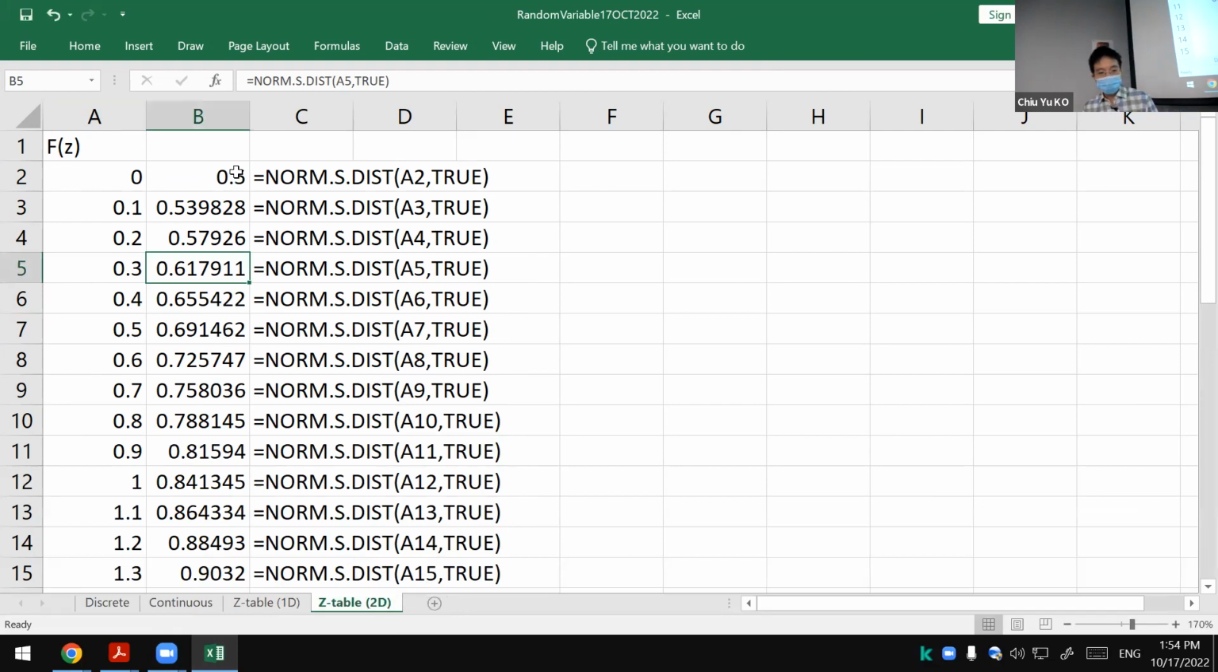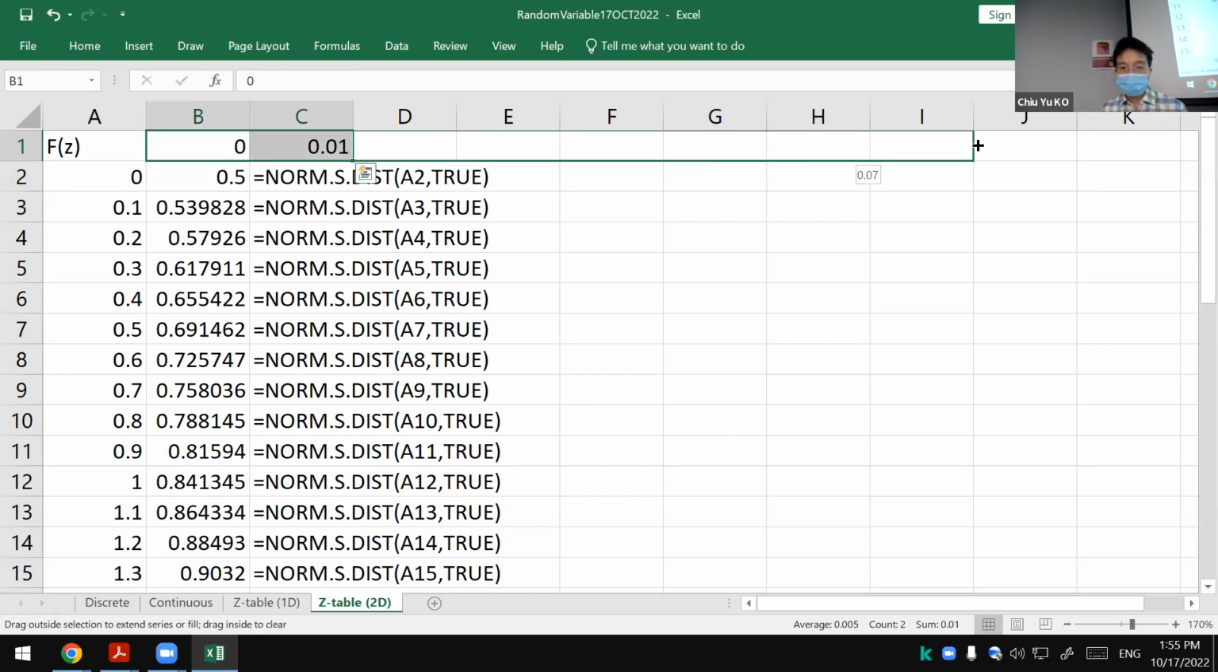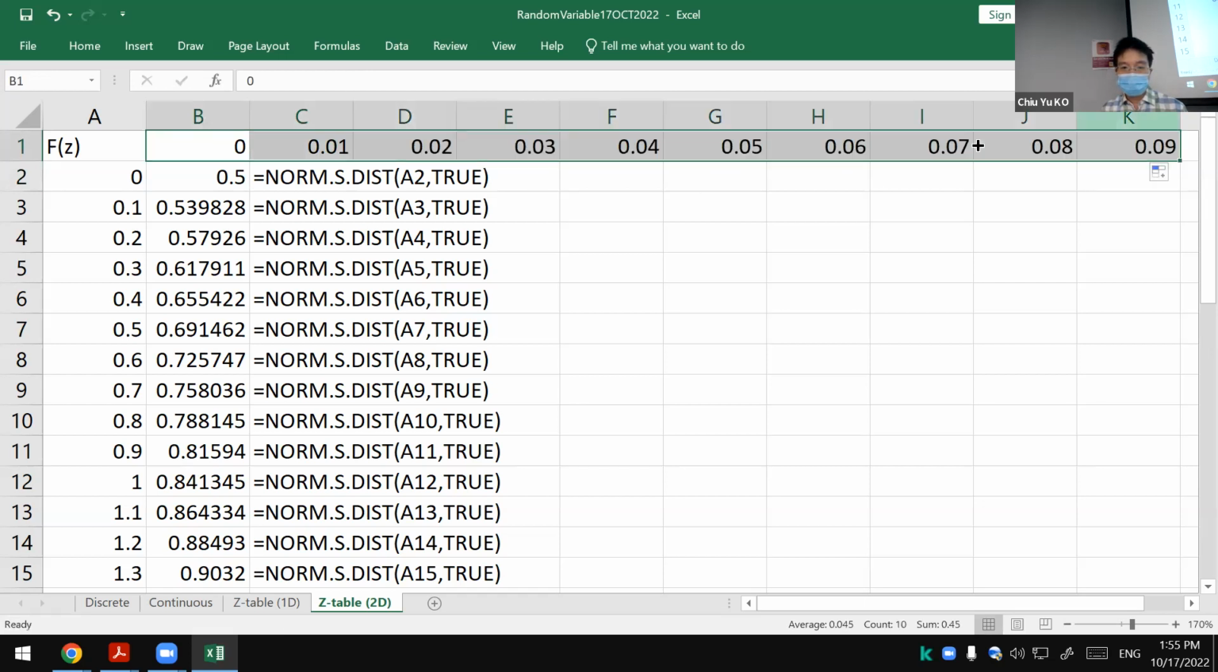How do we do it? Here we have the first and the second decimal places. So it'll be 0 first, and then 0.01, and then you just keep dragging. I think you just go up to 0.9. Then now you have a 2-dimensional table, and you have one more decimal point as a precision.